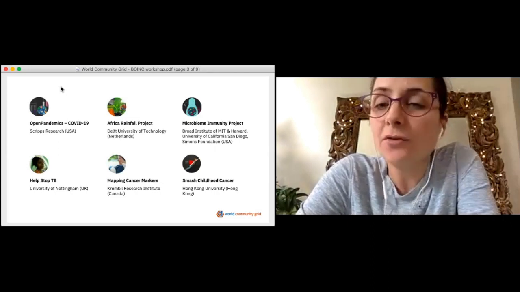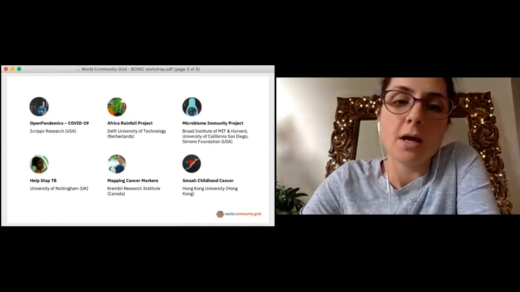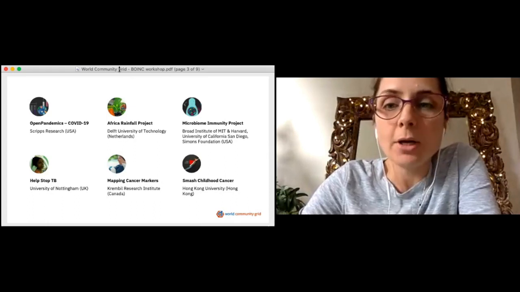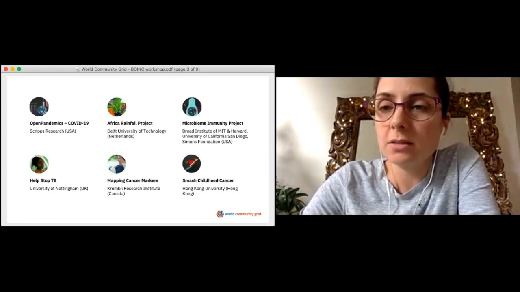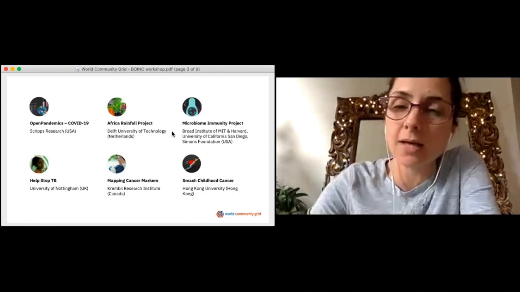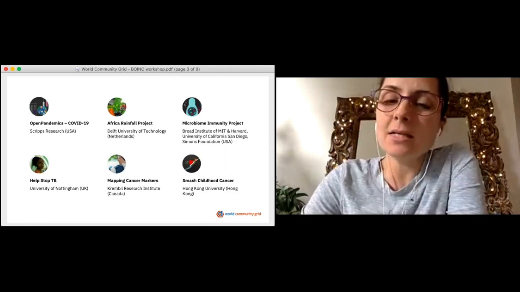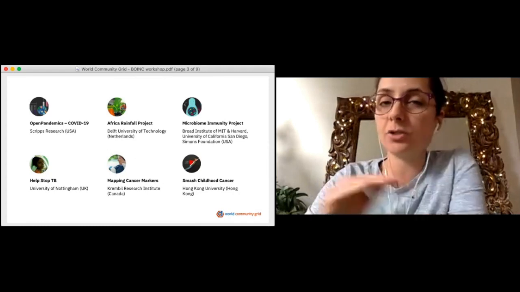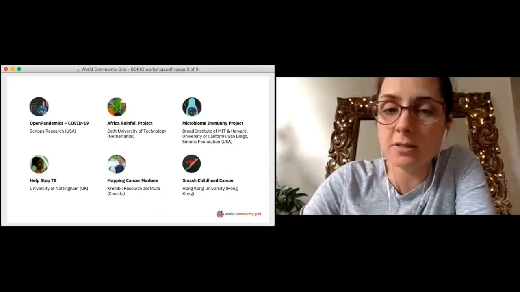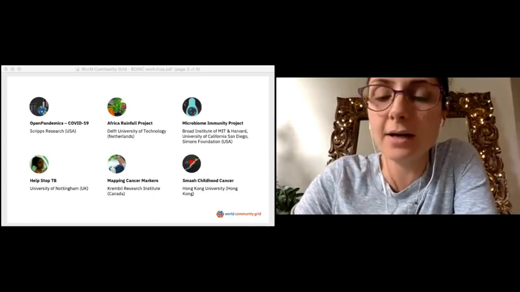Our Africa Rainfall project is simulating rainfall in sub-Saharan Africa to help scientists produce more accurate forecasts eventually, hopefully. Our Microbiome Immunity Project is looking at understanding the role of gut bacteria in autoimmune diseases like type 1 diabetes. Help Stop TB is a project that's looking at how the tuberculosis bacterium has this kind of outer shell that protects it from the patient's immune system. So scientists want to understand how this works so that they can design drugs to tackle it.